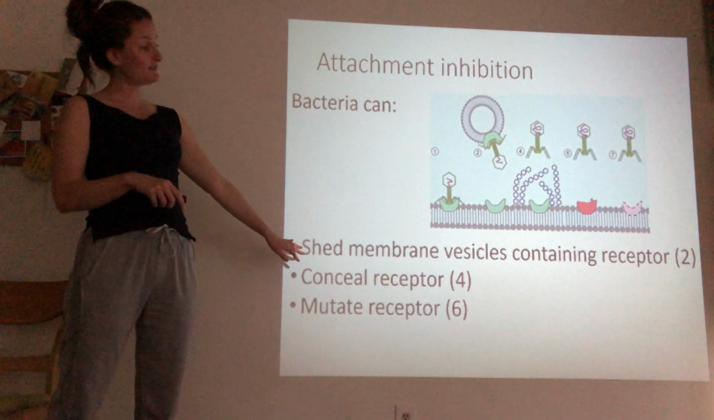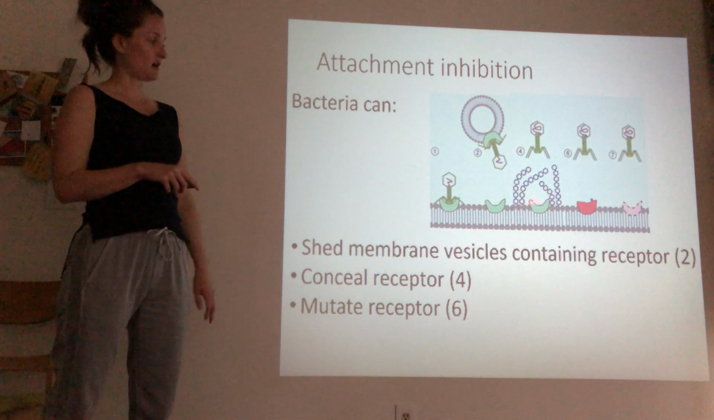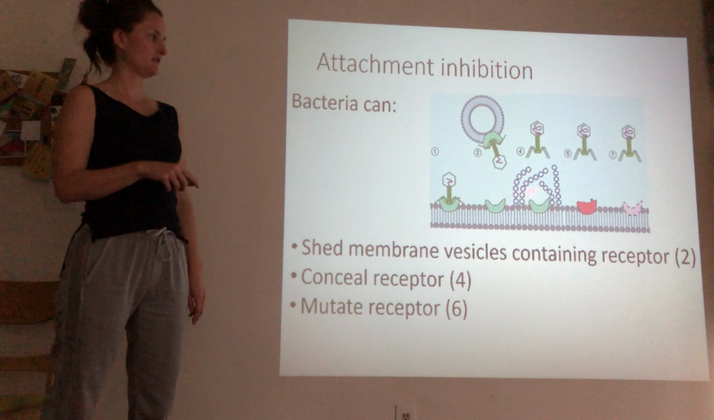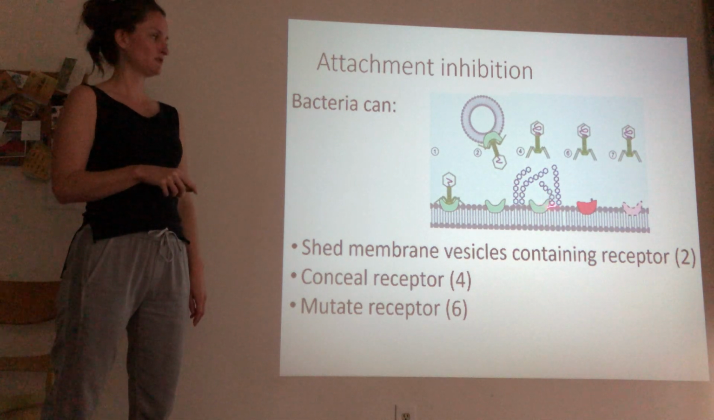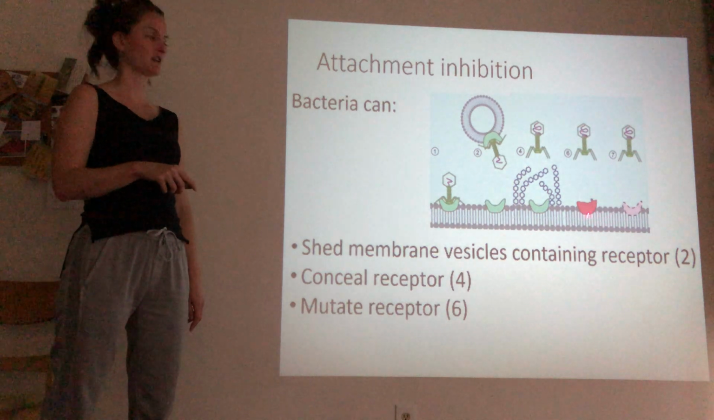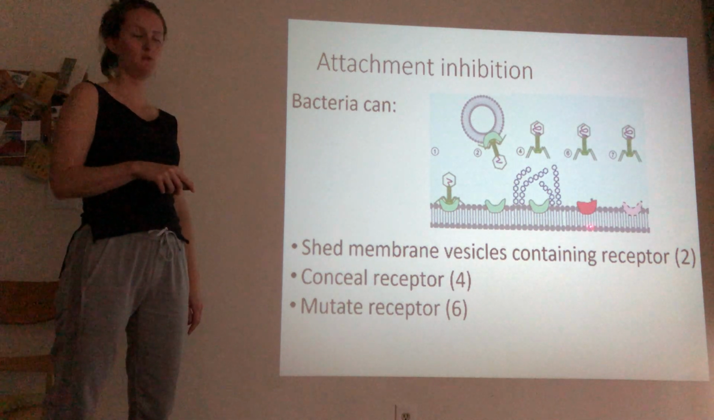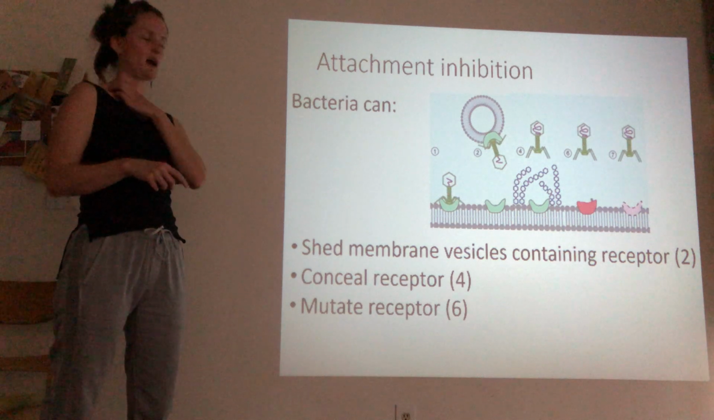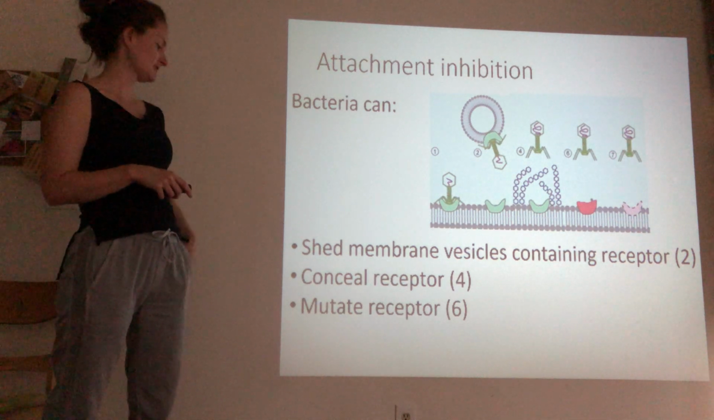Bacteria can also mutate these receptors. So let's say the green banana was the receptor that this phage attaches to. Maybe there's going to be a point mutation that changes the morphology of this protein, which will no longer be able to bind to the phage, so the phage won't have access.